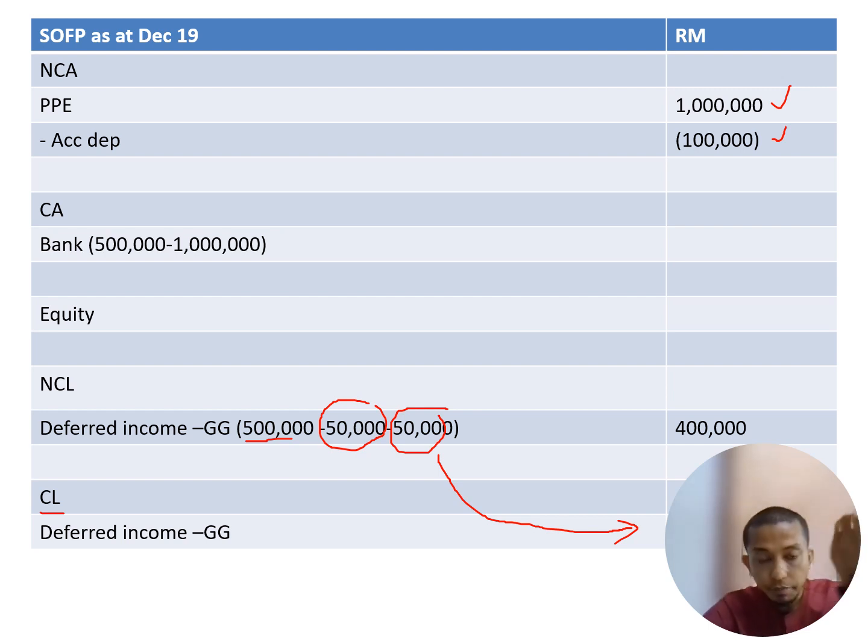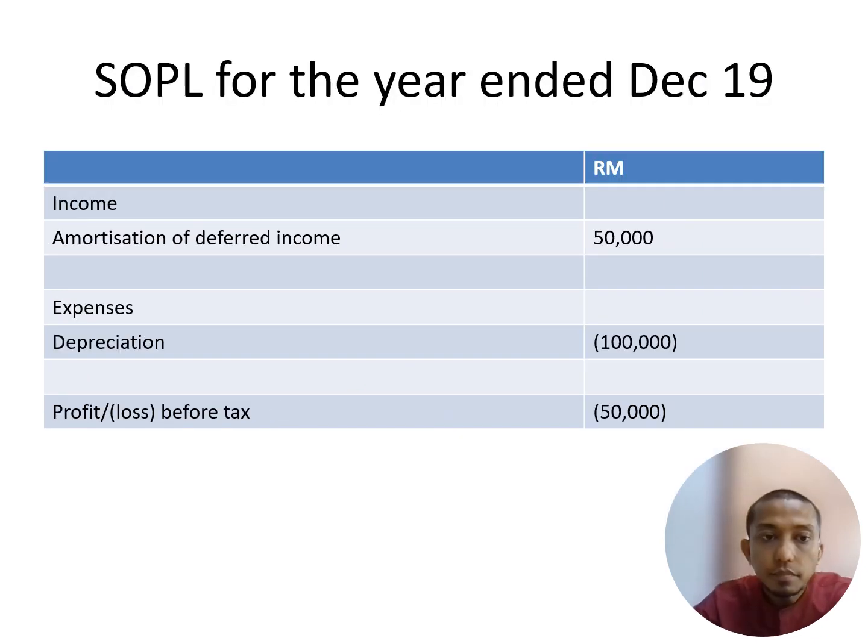Okay, understand? Again, I repeat: this 500,000 of deferred income, 50,000 you earn this year. Another 50,000 you put inside current liability because you are going to earn it next year. Something that we are going to earn next year, we put under current liability because it is less than 1 year. So the balance you put under non-current liability, which is 400,000. Another one, amortization of deferred income is 50,000. This one is income.